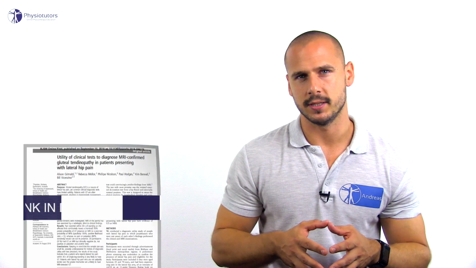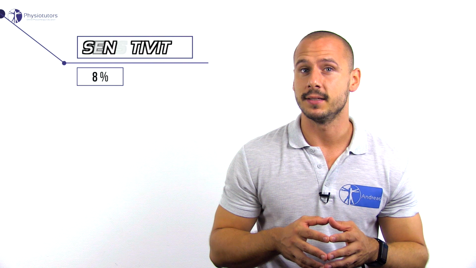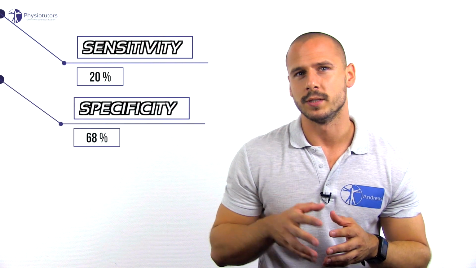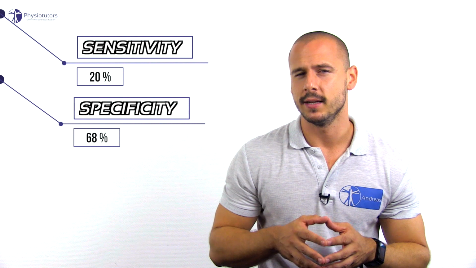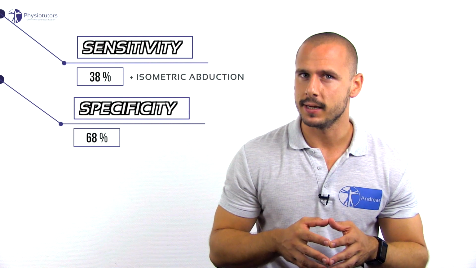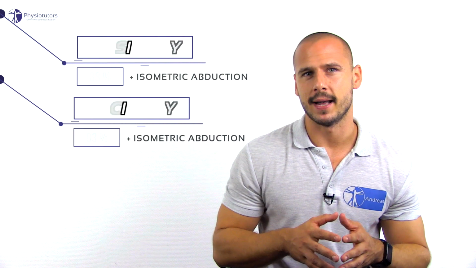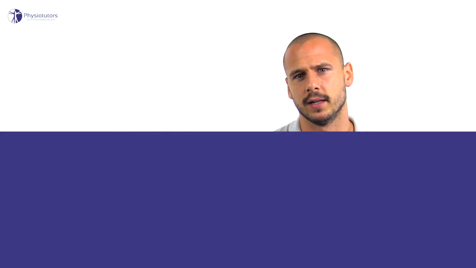Grimaldi et al. from 2016 conducted a diagnostic accuracy study on different diagnostic tests that were contrasted to MRI findings indicative of gluteal tendinopathy. The adduction test had a sensitivity of 20% and a specificity of 68.7%. When resisted isometric abduction was added, the sensitivity rose to 38% and the specificity to 93.3%. The test has a limited capacity to exclude the condition, and it's the first study to investigate this test, which is why we give it a moderate clinical value.